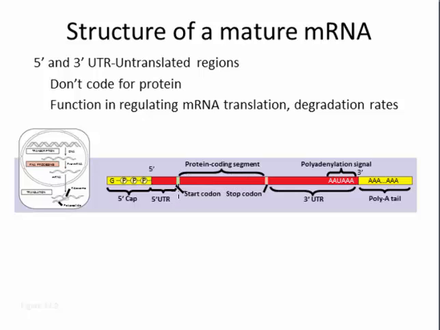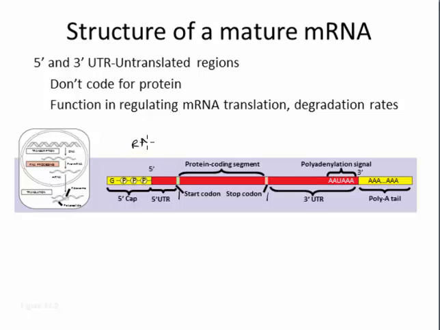So we have to have some sort of a signal to the ribosome that these are the boundaries of the protein coding region, and the start codon and stop codon serve as those boundaries. So if these untranslated regions don't actually encode amino acids, then what is their function? Well, we won't have time to talk about it in this class, but basically they function in regulation of the mRNA.